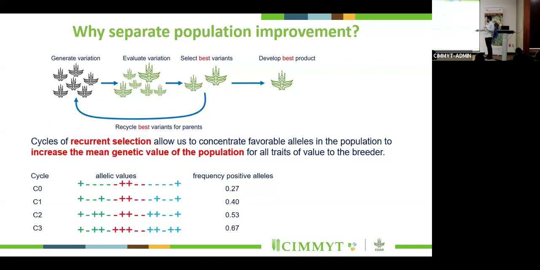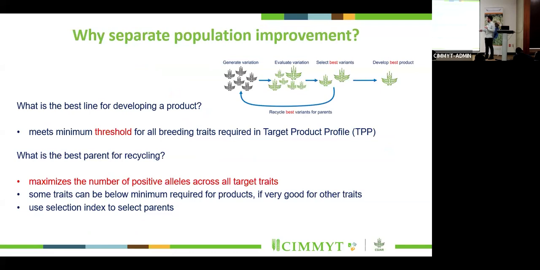All traits are valued. So if we're choosing a parent, now we're thinking about individuals, we want the parent that has the most positive alleles across all traits. That's what we care about. Which can also, in practice, mean the parent, well, I'll show you in a second.